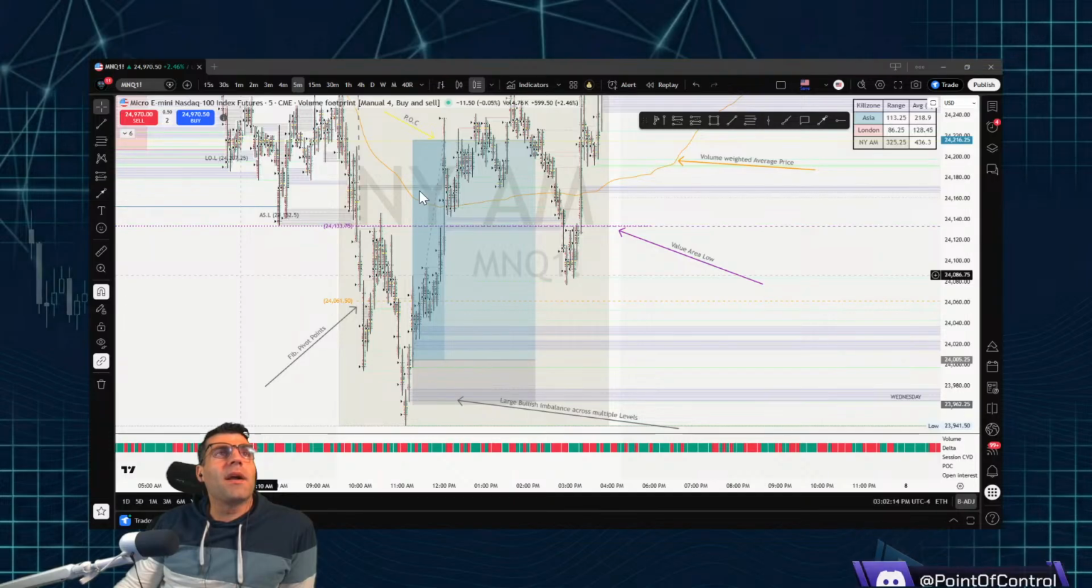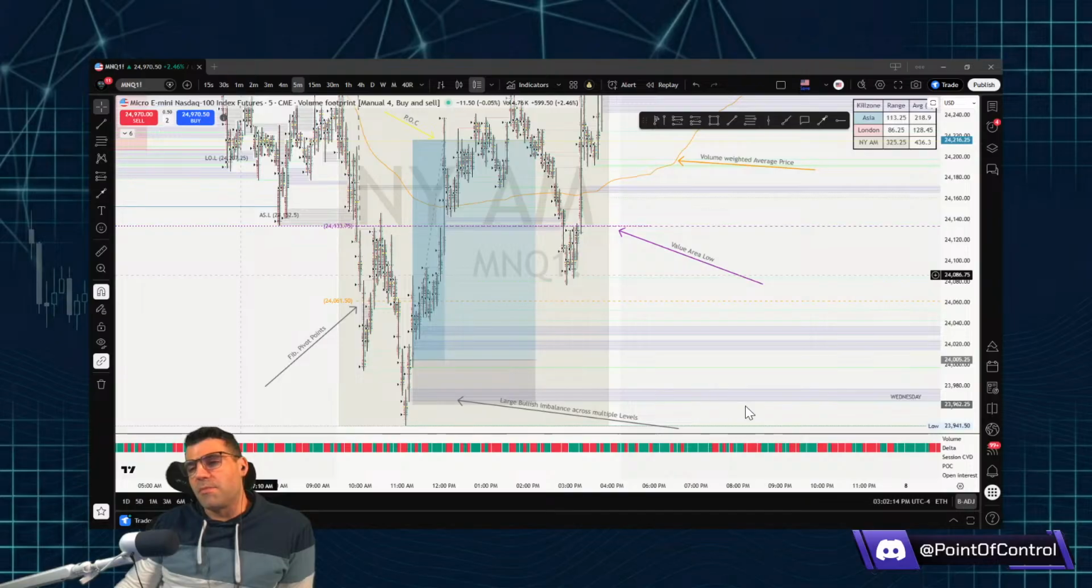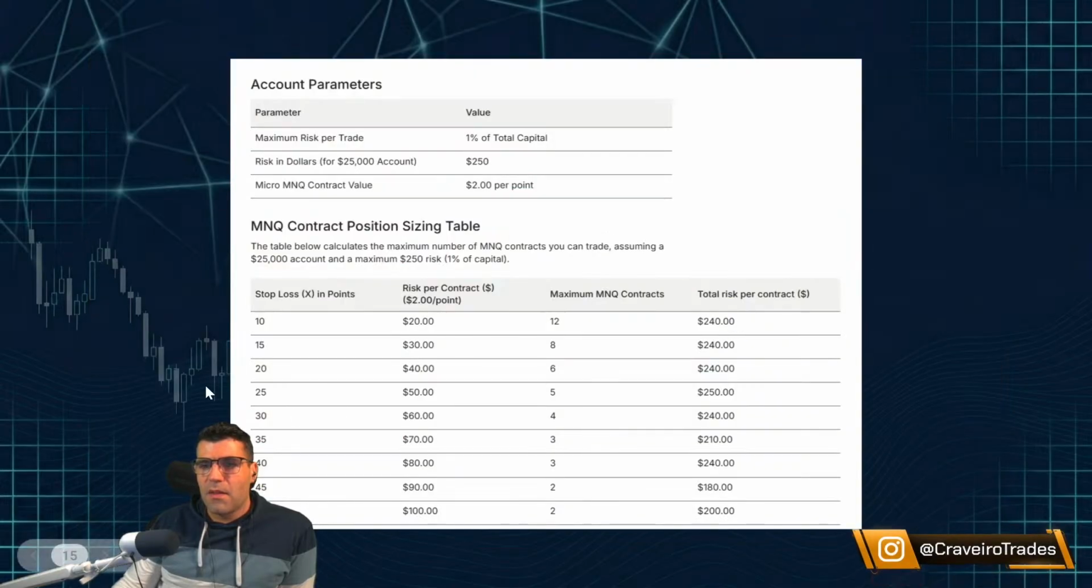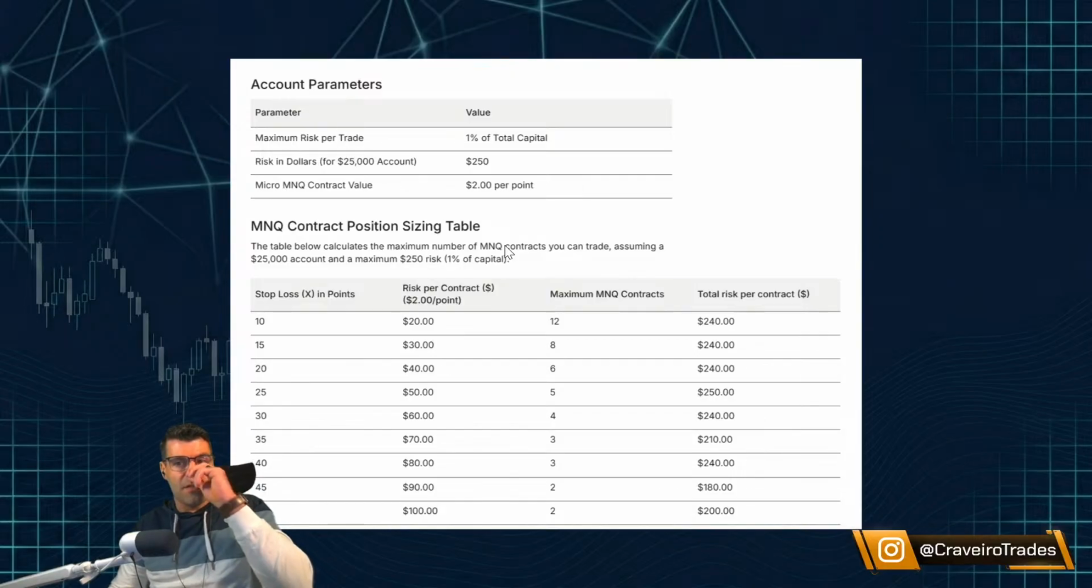Now, back here, what do we have? Exact same trade example. We're not going to go back over this, but this does just cover everything that we touched. Huge imbalances, and so on. So, account parameters. This is your maximum risk per trade, 1% of capital.